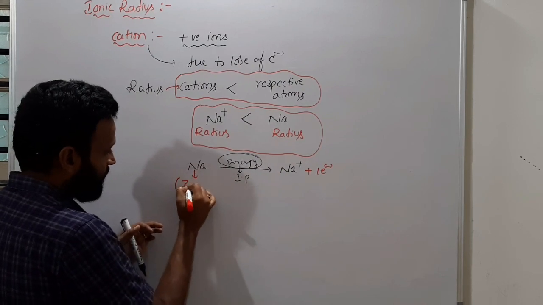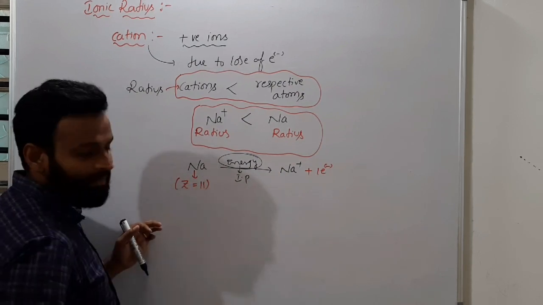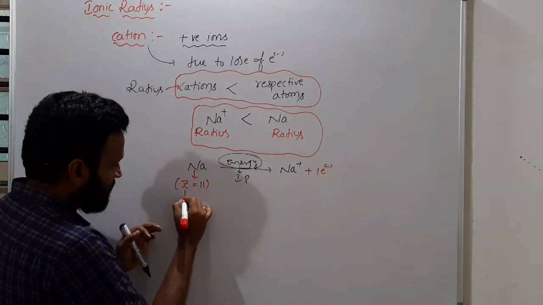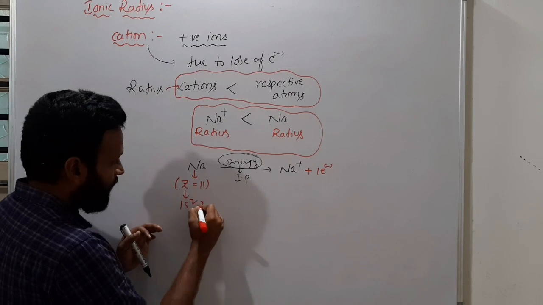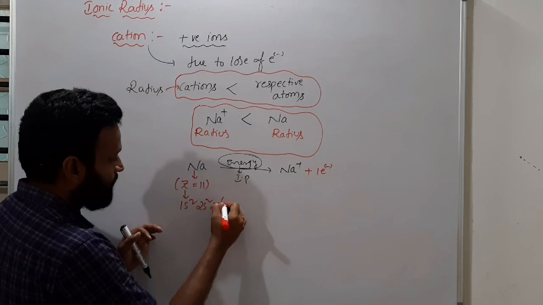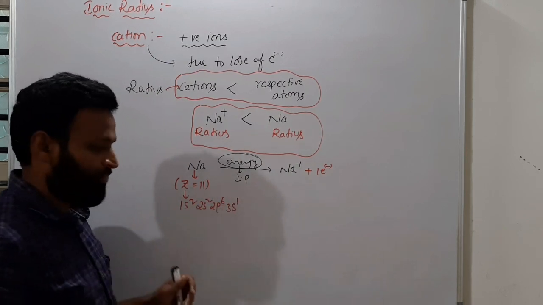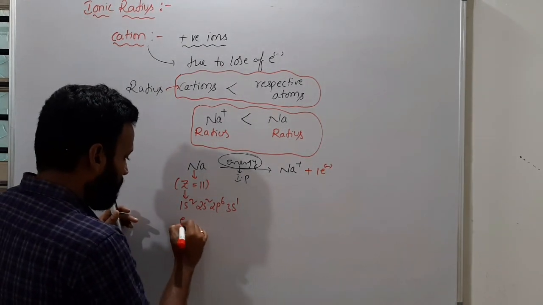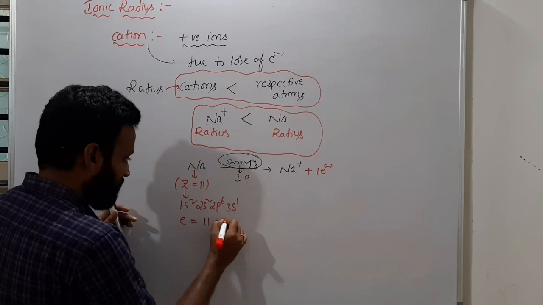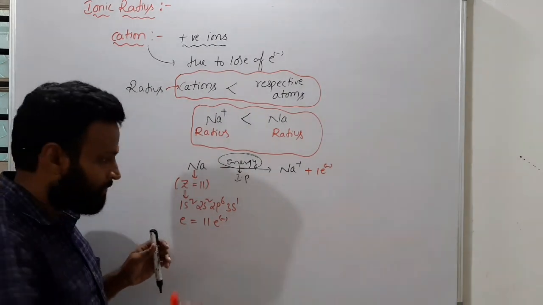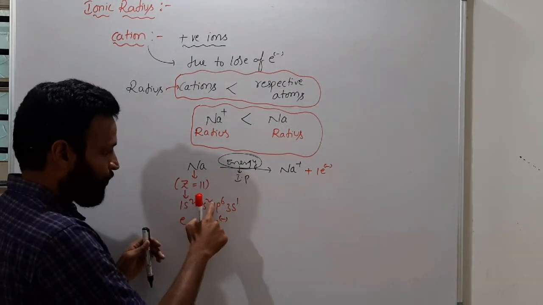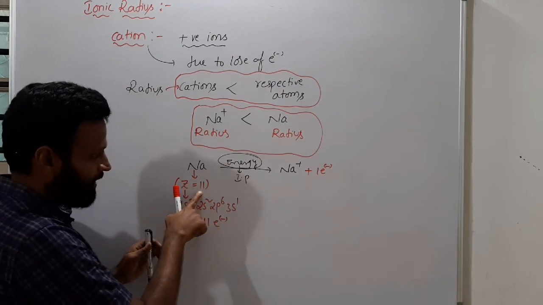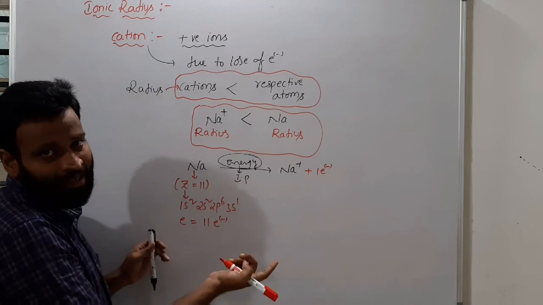What is the difference between sodium and sodium plus? Sodium atomic number Z is equal to 11, right? So what is its electronic configuration? 1s2, 2s2, 2p6, 3s1. That means 11 electrons are present: 2 plus 2 is 4, 4 plus 6 is 10, 10 plus 1 is 11. Otherwise, atomic number is 11, so number of electrons is 11.